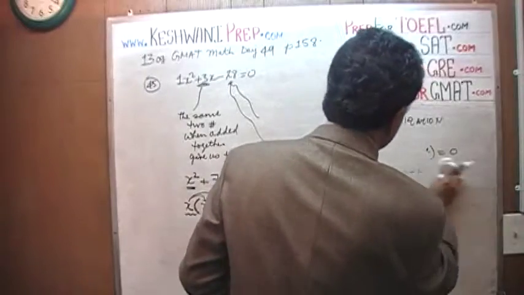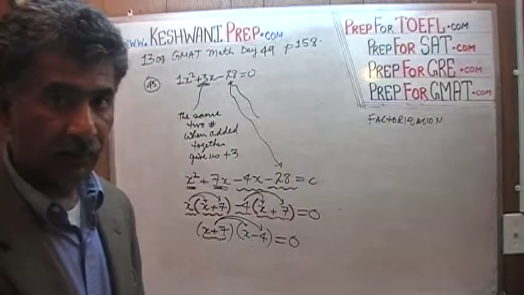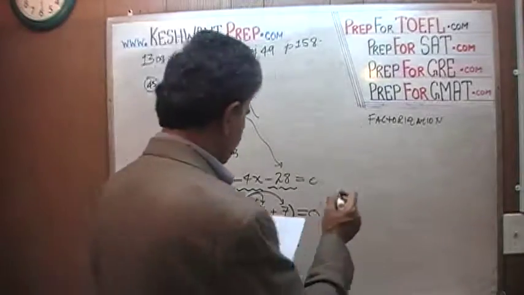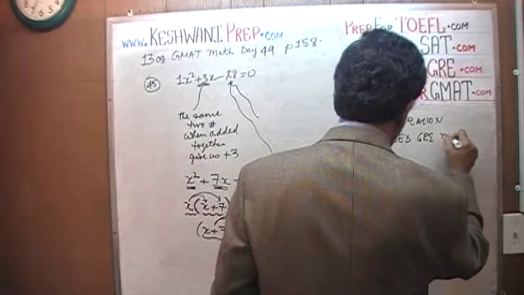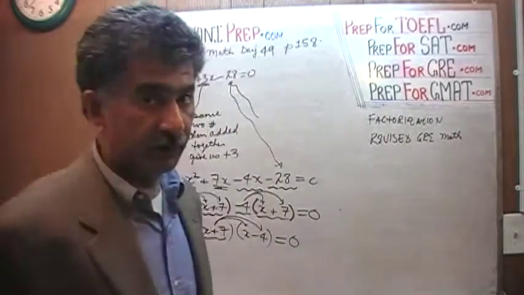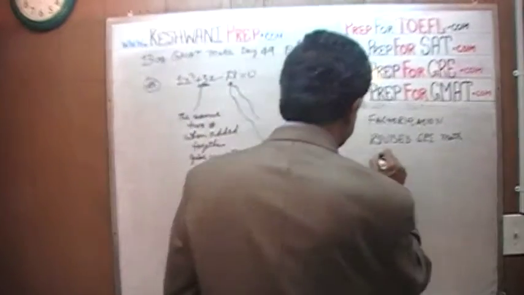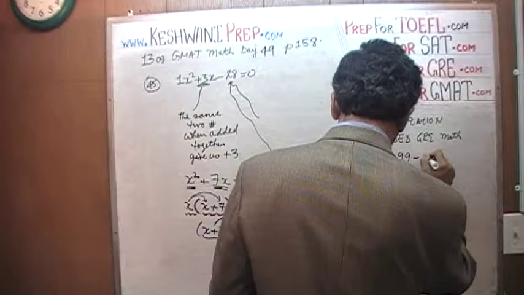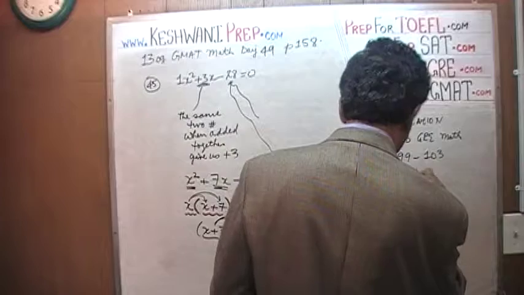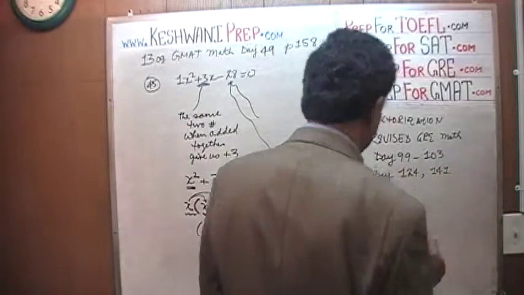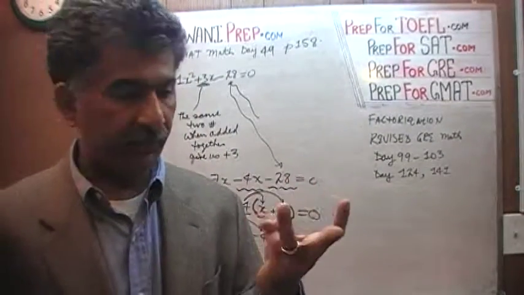The method that we just used is called factorization. And if you want to get a little bit better at it, if you want to practice some more, just type in revised GRE math. Yes, I know that we are not here for GRE, we are here for GMAT, but math is math. Do you understand? Type in revised GRE math, day 99 through 103, day 124 and 141. So initially I spent 5 days on this topic, day 99, 100, 101, 102, 103.